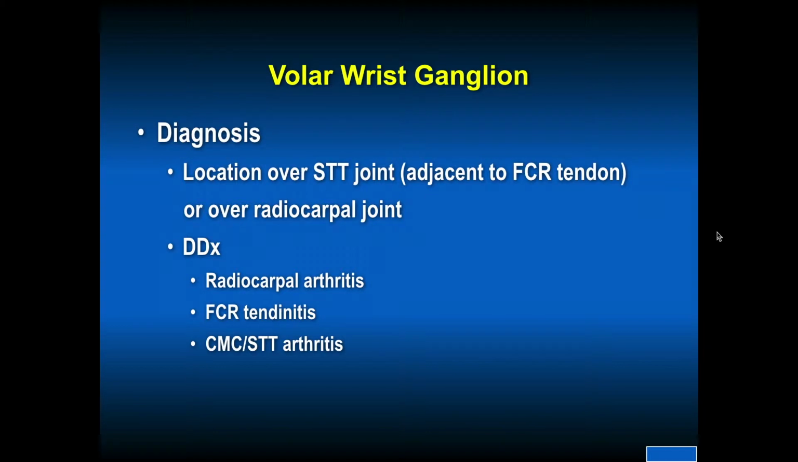Typically, this is directly over the radial carpal joint, adjacent to the flexor carpi radialis tendon. There can be some size problems when it gets too big. There can be some problems with it being bothersome because of the size of it, since it's on the volar aspect. The differential diagnosis of volar wrist pain is radiocarpal arthritis, flexor carpi radialis tendonitis, CMC arthritis.